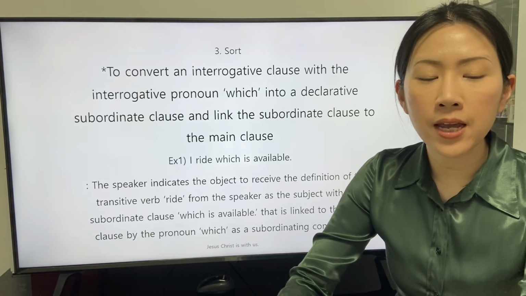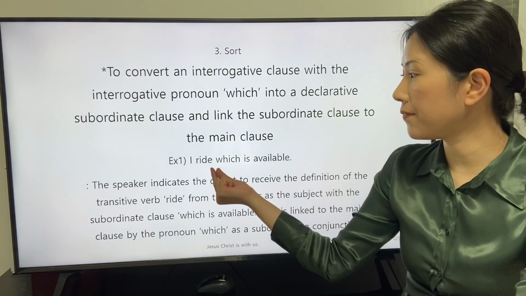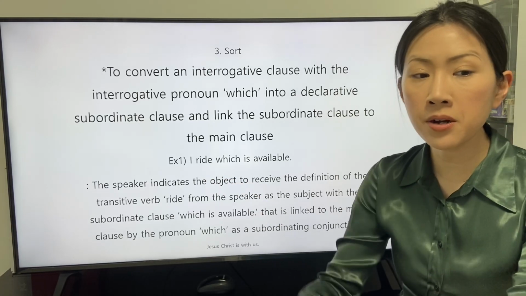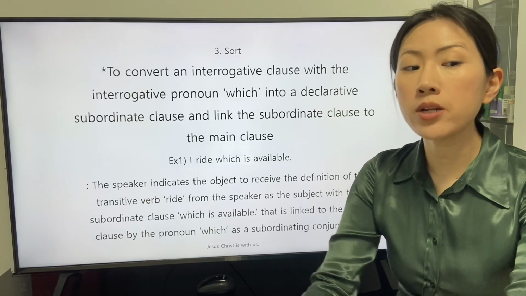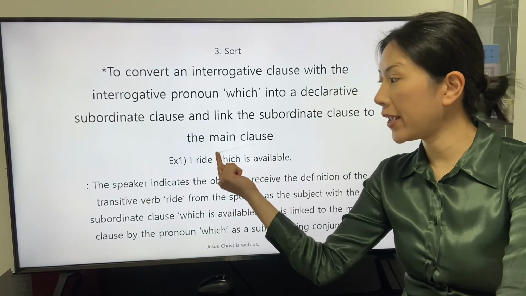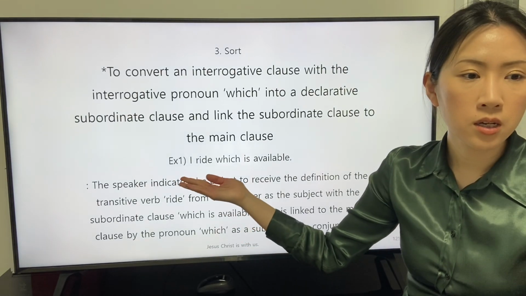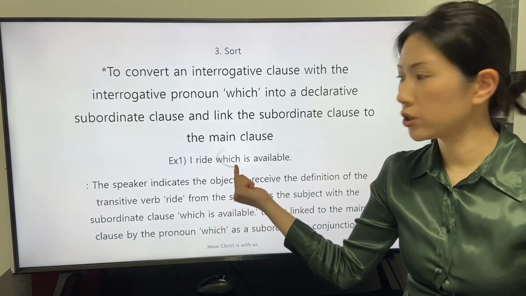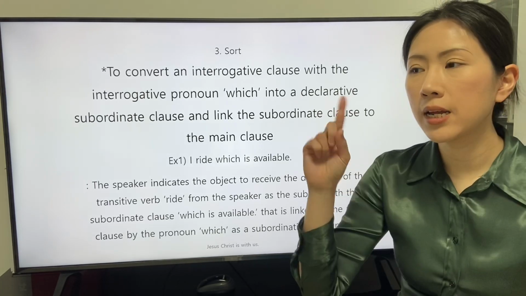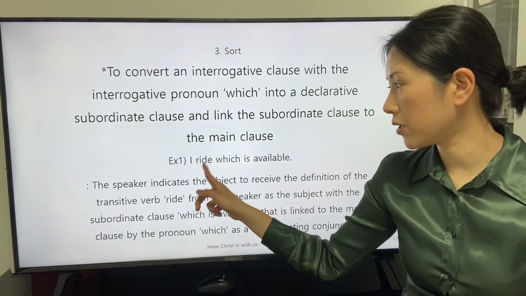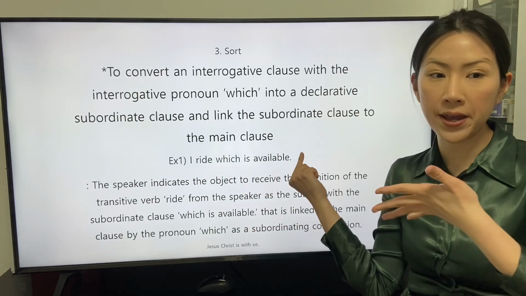The speaker indicates the object to receive the definition of the transitive verb write from the speaker as the subject with the subordinate clause which is available, that is linked to the main clause by the pronoun which as a subordinating conjunction. The speaker indicates the object of the transitive verb write with the subordinate clause which is available.